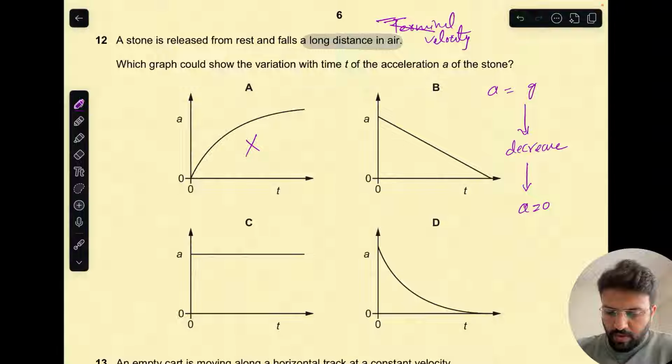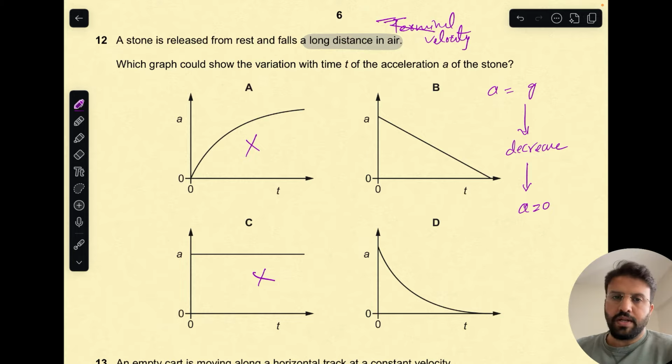A is not the option, C is not the option, because acceleration should decrease and it should reach 0. But there are two options, B and D, both satisfy this condition. One is linear, one is non-linear. You have to keep in mind the change in acceleration is non-linear. It's not a linear thing. Because as the object is speeding up with time, the air resistance will increase, and that will decrease the resultant force. That decrease in resultant force is not a linear thing. It will show you a non-linear response. So it's option D.